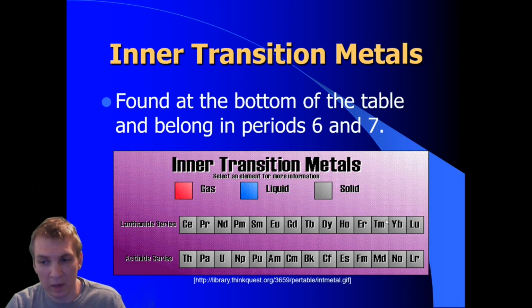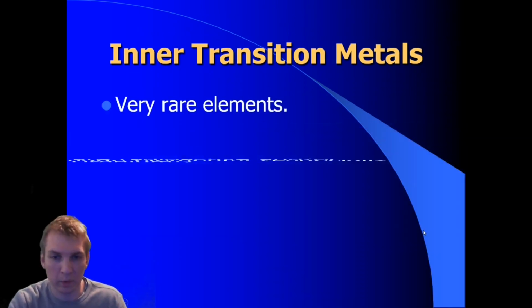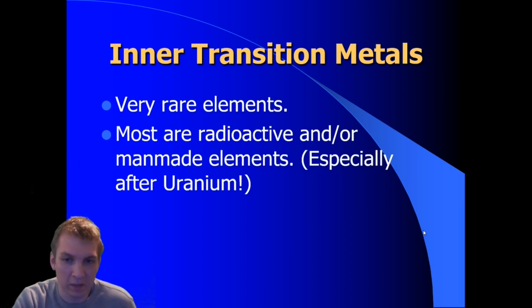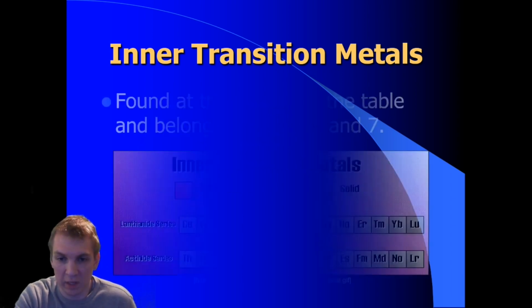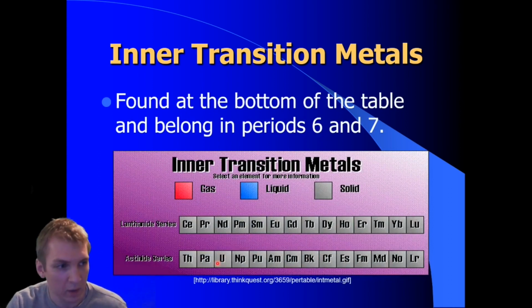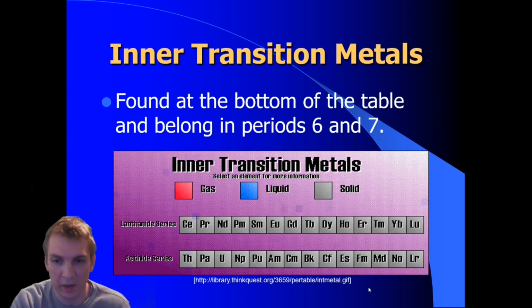These are going to be kind of interesting. They're all solid. A lot of them are laboratory made. They are not naturally occurring on this planet. So let me pull these notes up. They are very rare elements. Most of them are radioactive and/or man-made elements, especially after uranium, including uranium itself. So taking a look back here, uranium is right here, and anything after here, a lot of these were man-made and a lot of them are radioactive as well.